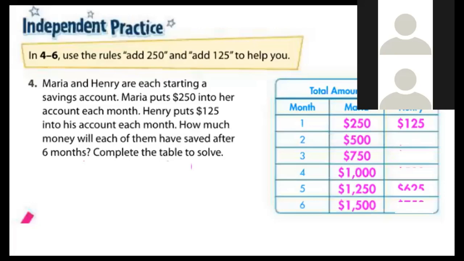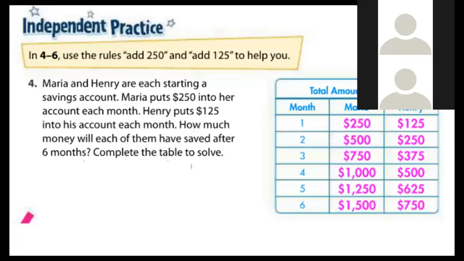We are going to do the same with Henry, but with a smaller amount of money. He is going to add 125 each time, as he starts the first week. The second week will be 250, plus 125 is 375, plus 125 is 500, plus 125 is 625, plus 125 will be 750, and so on.